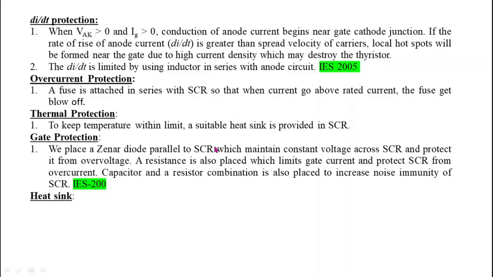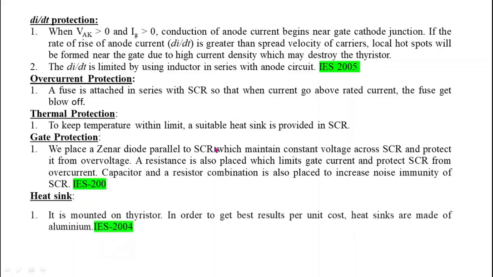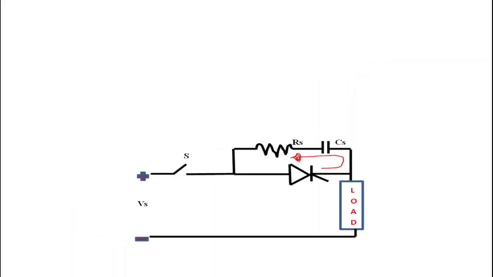Next is heat sink. It is mounted on thyristor to limit the temperature rise. In order to get best results per unit cost, heat sinks are made of aluminium. This has been asked in ES 2004.